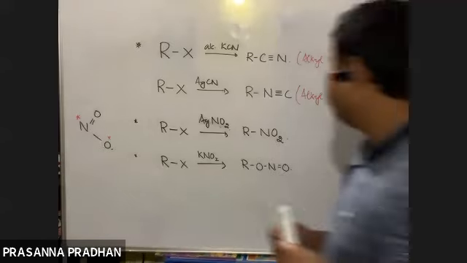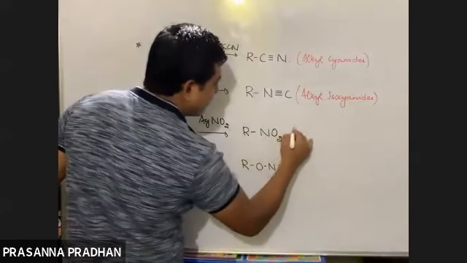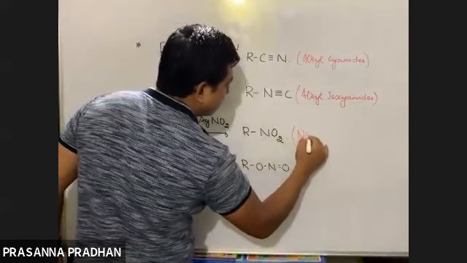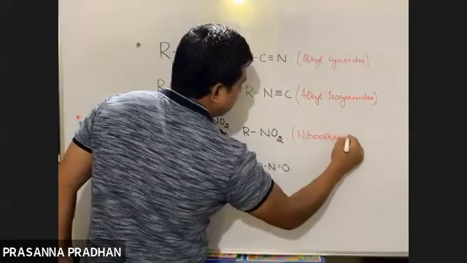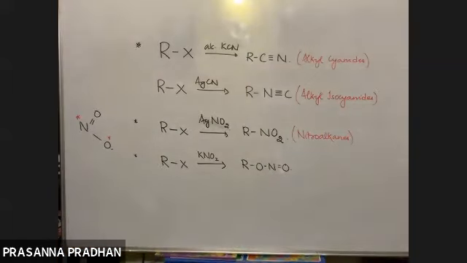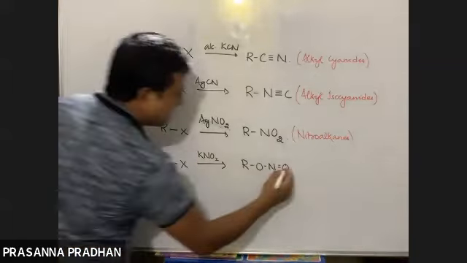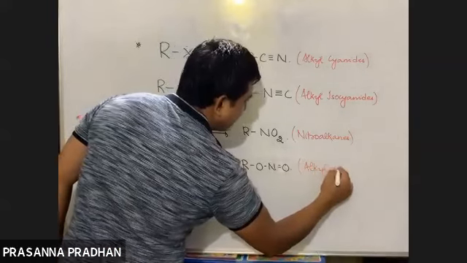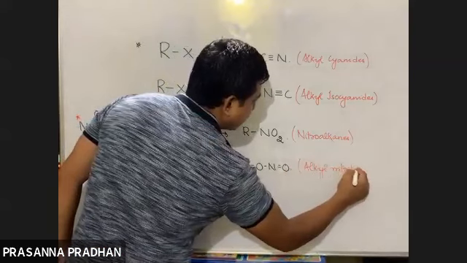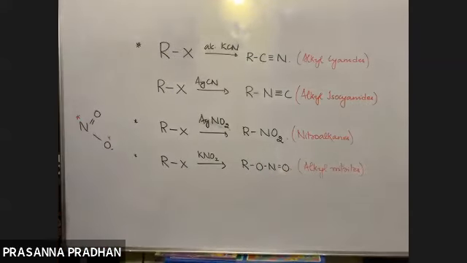This class of compounds are known as nitroalkanes, whereas this class of compounds are known as alkyl nitrites.